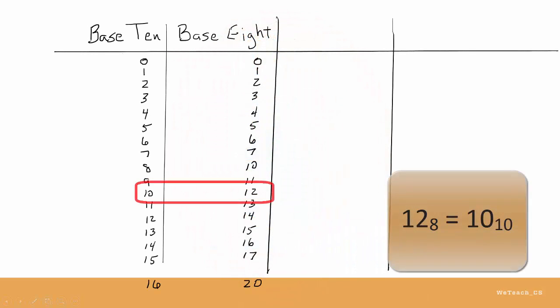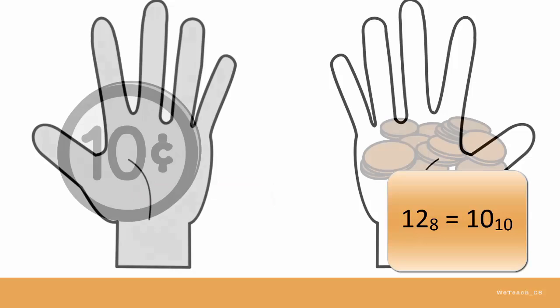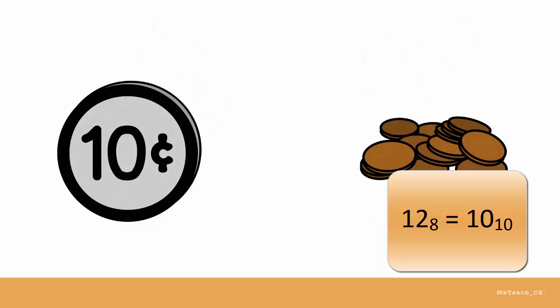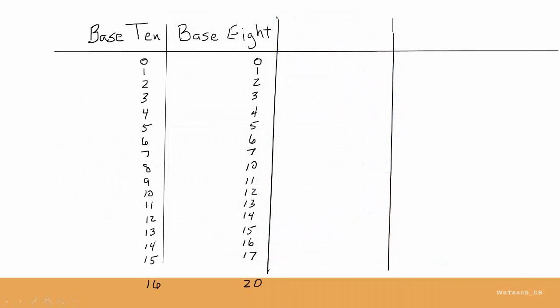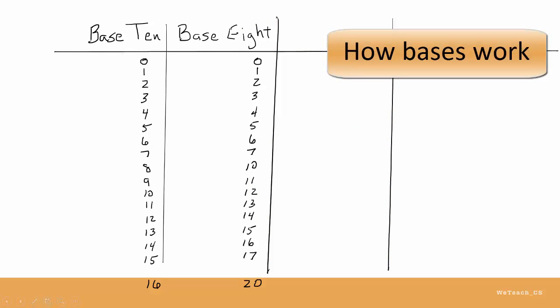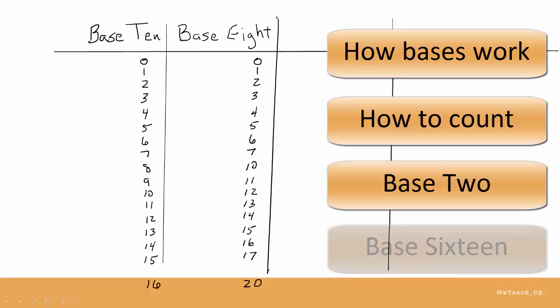These two values, 12 base 8 and 10 base 10, represent the number of fingers on 2 human hands, the number of pennies in a dime, or the number of months in the pre-Julian Roman calendar. To summarize, you need to know the fundamentals of how bases work and how to count in different bases. In the next lesson, we'll look at how to count in 2 other bases that are used quite often in computer science, base 2 and base 16.